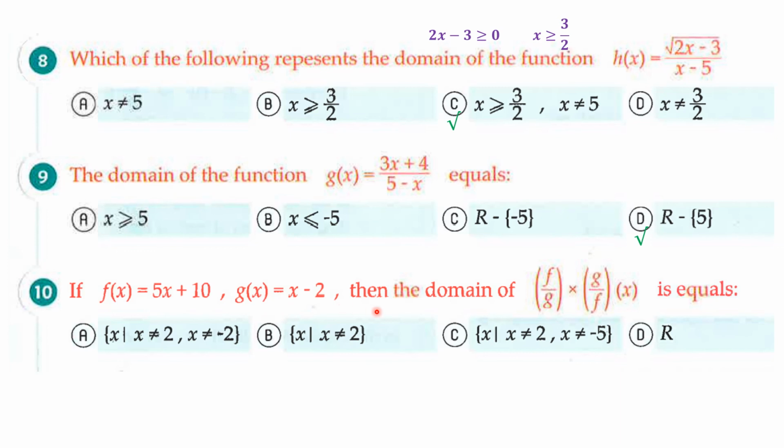In this question, it says if f of x equals 5x plus 10 and g of x equals x minus 2, then the domain of f over g times g over f of x equals what? What do you think? Basically, g will be once in the denominator and f will be once in the denominator, right? So here, when g is in the denominator, x cannot equal 2. And when f is in the denominator over here, also x cannot equal negative 2. Why negative 2? Because this is what will cause the function to equal 0. So what is the answer? The answer is A.